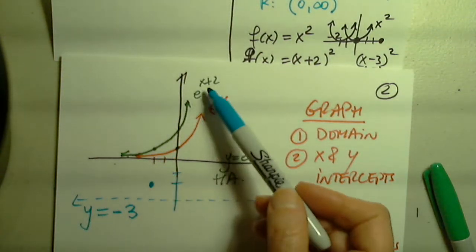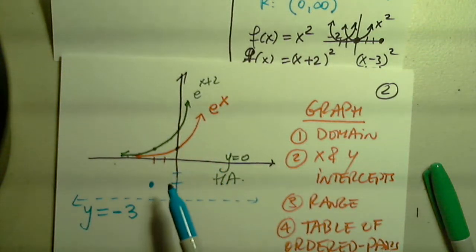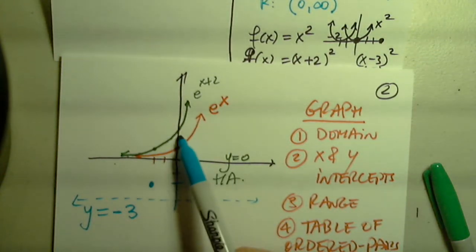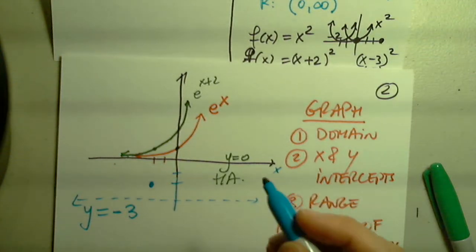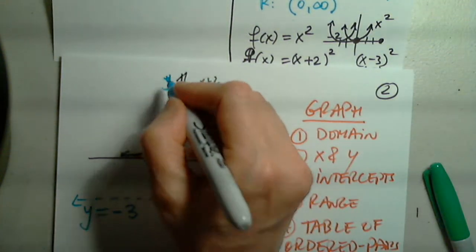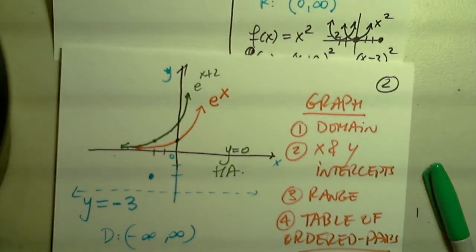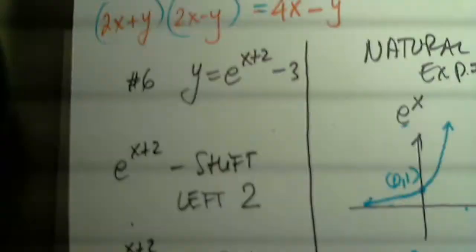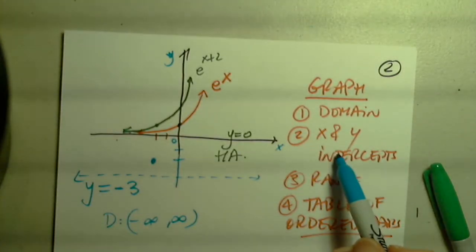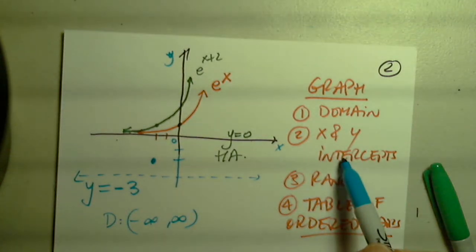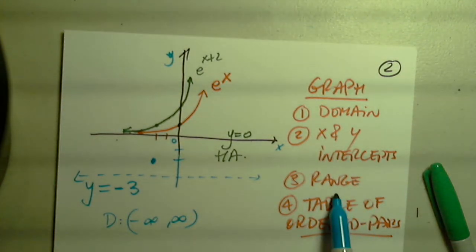I know the graph looks like this, but I don't know where it crosses the x-axis or the y-axis. I cannot just blindly put something in there. I know the domain of this function. So domain, negative infinity to infinity. It's a friendly function that way. I do not know the x and y intercepts yet. I will in a minute. The range is very clear.